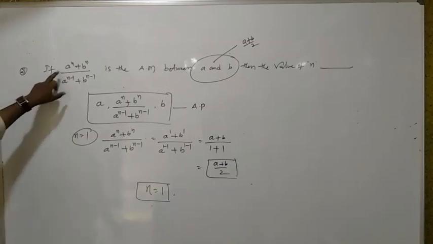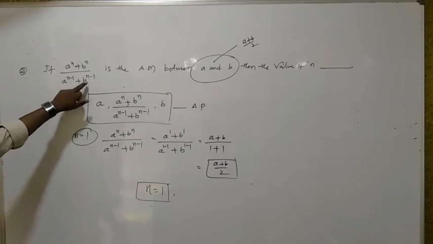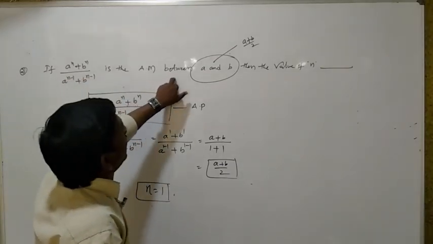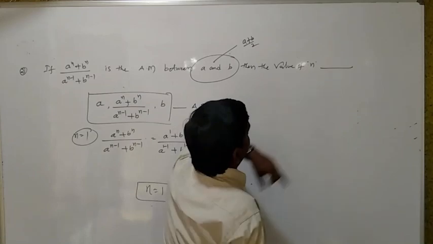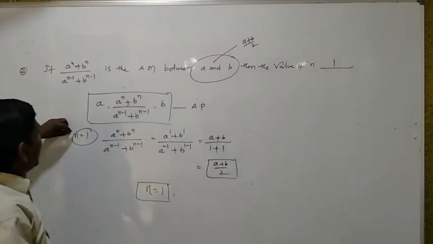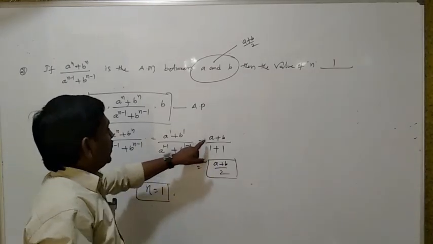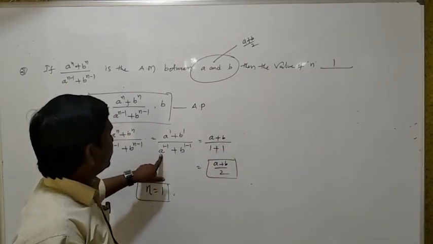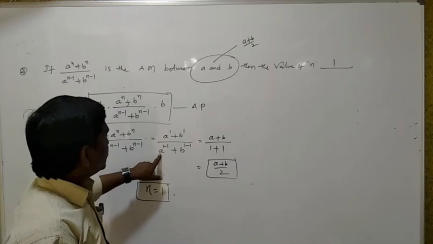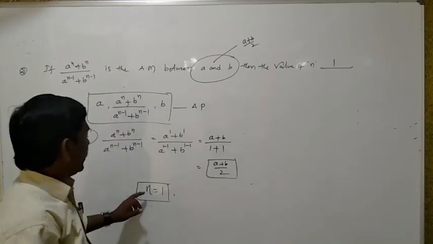If (a^n + b^n)/(a^(n-1) + b^(n-1)) is the AM between a and b, then the value of n. So take n equal to 1: (a^1 + b^1)/(a^(1-1) + b^(1-1)). So a + b divided by anything to the power 0, a^0 is 1, b^0 is 1, 1 plus 1 is 2. So n equals 1.